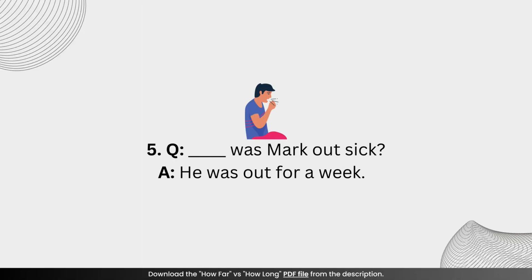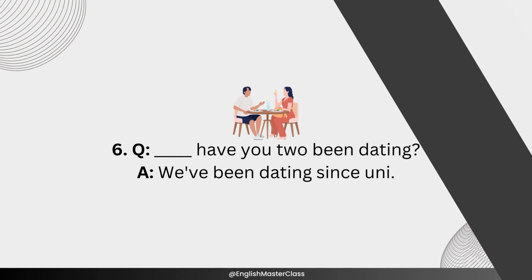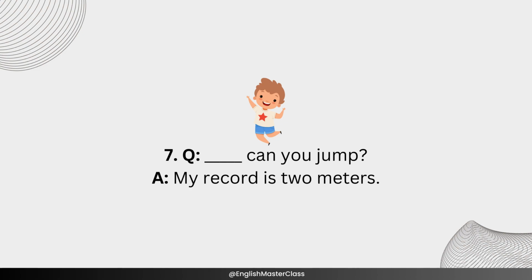Dash, was Mark out sick? He was out for a week. Dash, have you two been dating? We've been dating since uni. Dash, can you jump? My record is 2 meters.